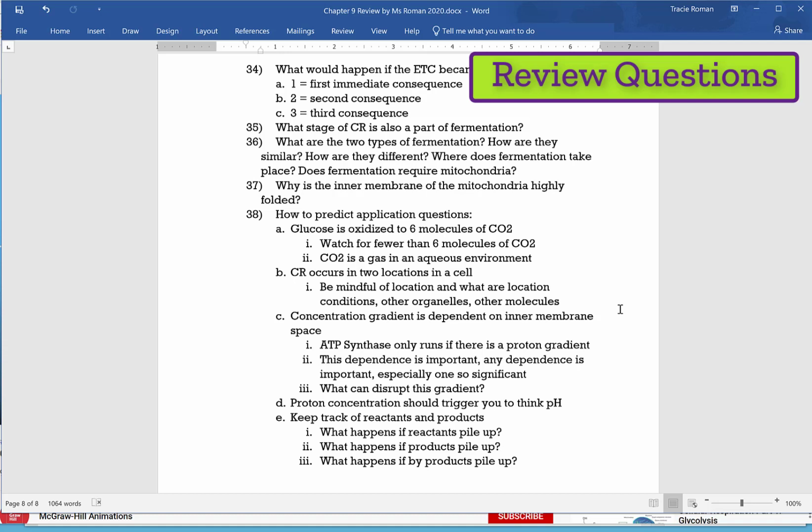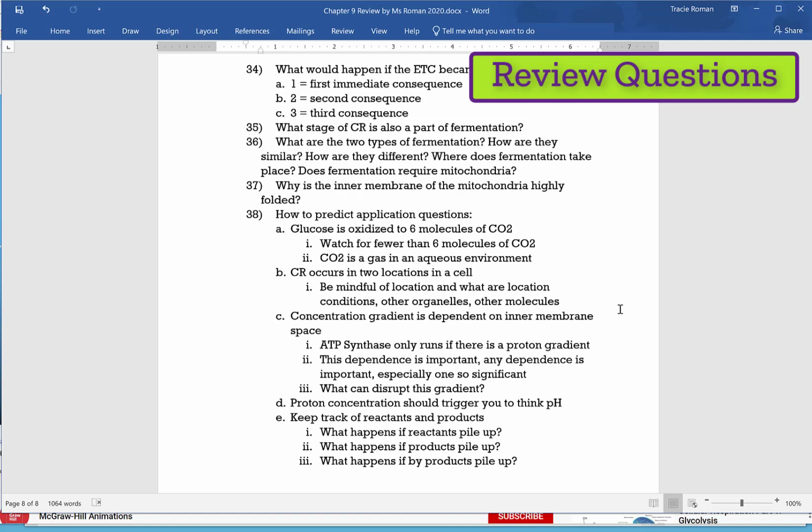So if the concentration gradient is gone, then some molecules aren't moving anymore. And then what's the second consequence? And what's the third consequence? So you get this chain reaction of unexpected events. So concentration gradients should always raise a red flag because there are going to be more processes dependent on the concentration gradient besides just that one molecule that's moving by diffusion.